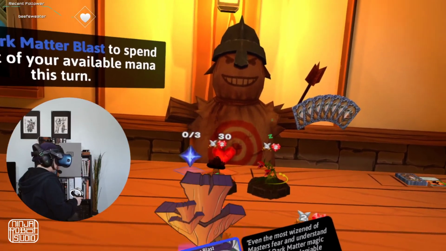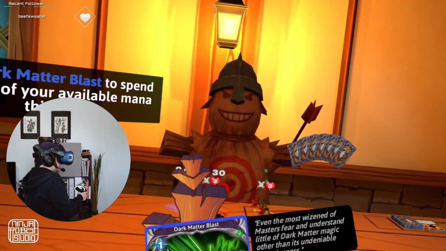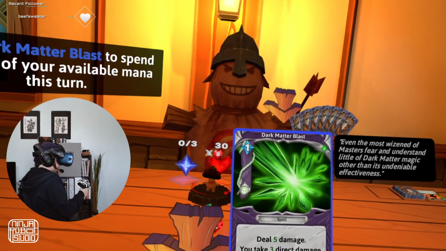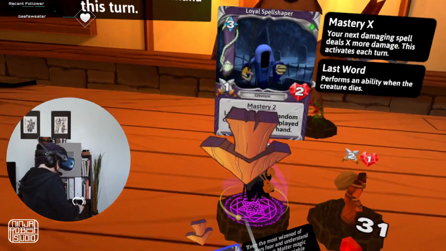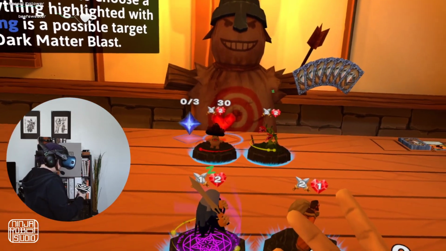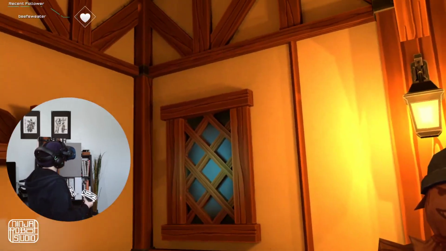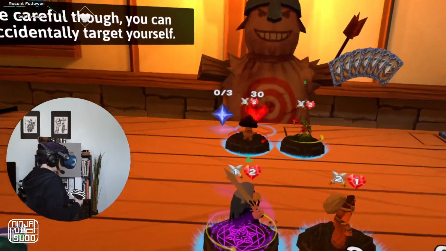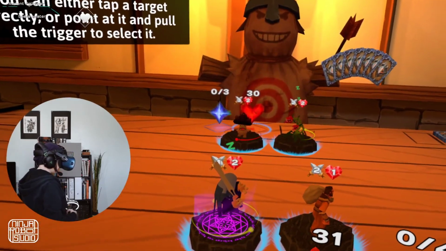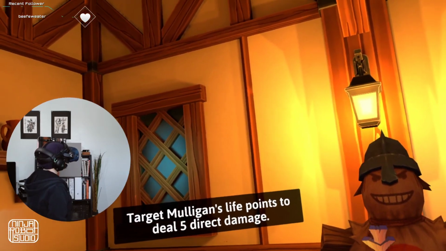Even the most wizened of masters fear and understand little of dark matter magic other than its undeniable effectiveness. When playing a damage spell, you will likely need to choose a target. Anything highlighted with a blue ring is a possible target for Dark Matter Blast. Be careful though. You can accidentally target yourself. And that's something. You can either tap a target directly or point at it and pull the trigger to select it. Target Mulligan's life points to deal 5 direct damage.